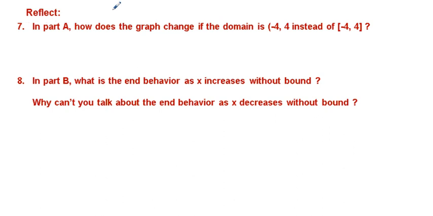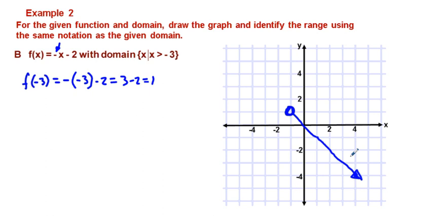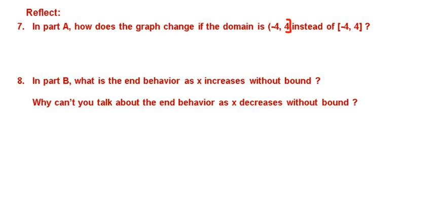In part A, how does the graph change if the domain is f, and I don't even have that here. I think it's supposed to look like this instead of that. Well, you just don't have the endpoints looking the same. Part B was the end behavior as x increases without bound. Why can't you talk about the end behavior as x decreases without bound? Let's say in part B. Yeah, x is not decreasing without bound, right? That's why we can't deal with that. Okay, your turn.